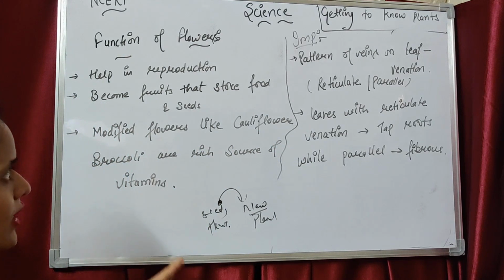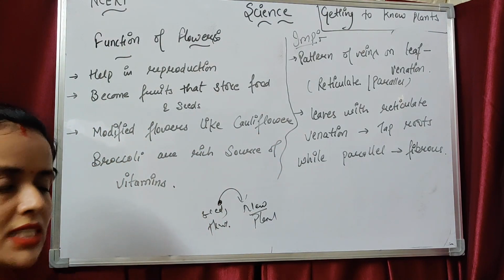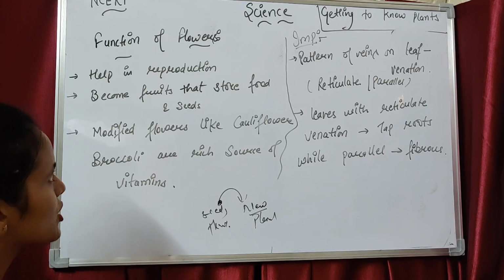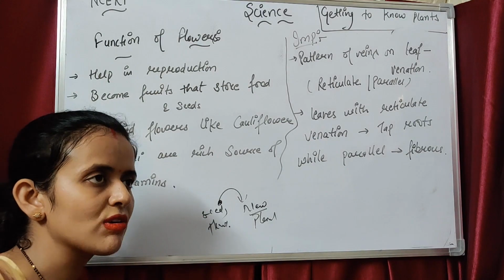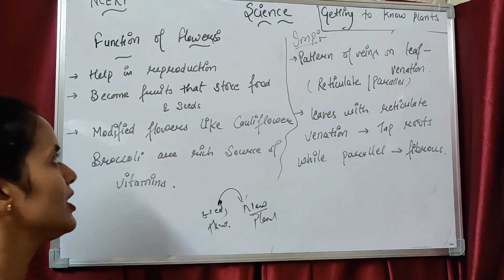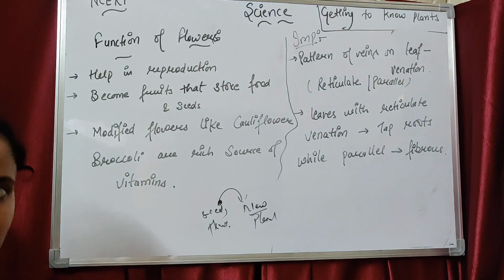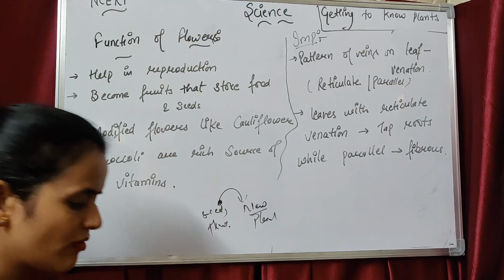Clear the functions of flower. Only 2 to 3 functions are there. First is reproduction. The main part of flowers is to help in reproduction. By using the flowers, we can easily plant a new plant from the old one. Second, they become fruit that is eaten by us. And modified flowers like cauliflower and broccoli are a source of vitamins.